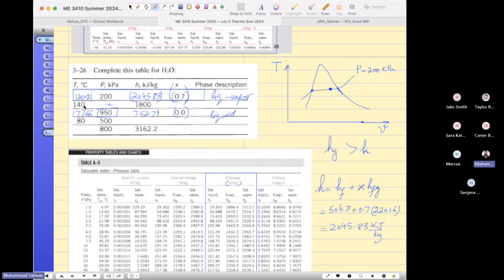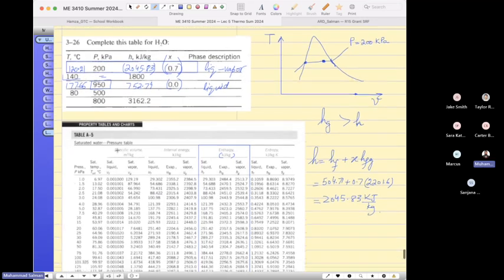Okay, now over here I am going to show you the temperature table. This is the pressure table. I want to show you the temperature table, A4, and for that I want to cut and paste 140. So let's do this one. I'm gonna just cut and paste here 140.